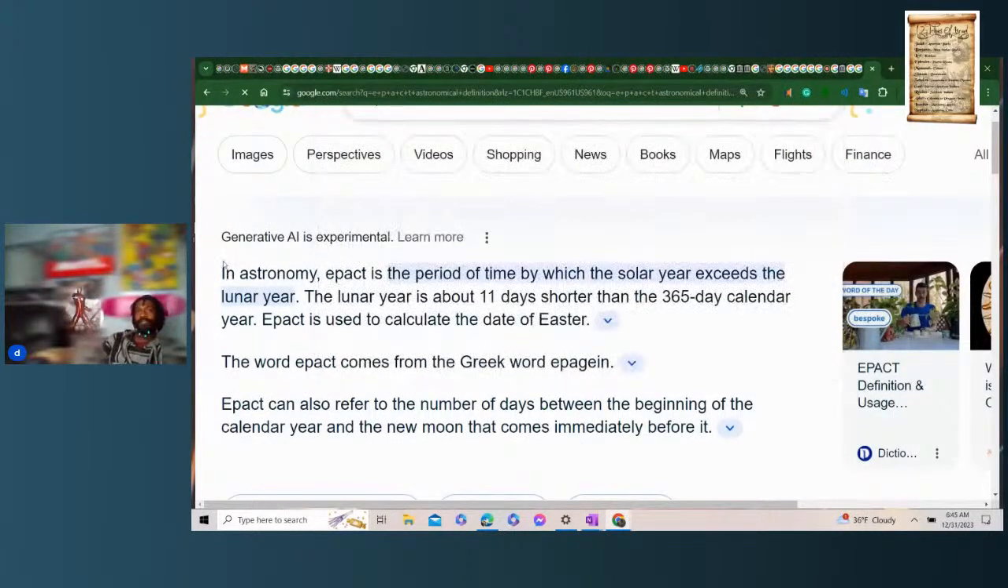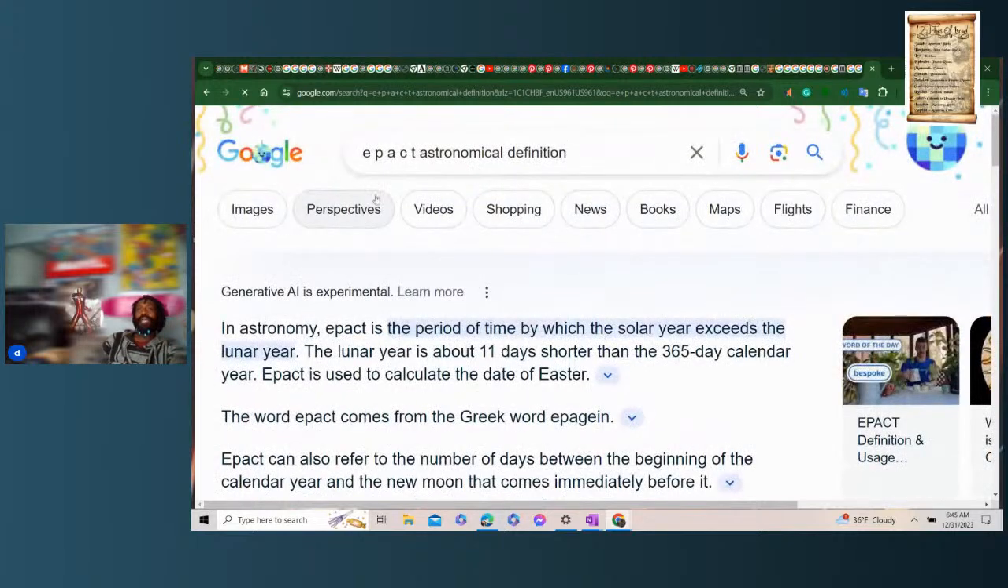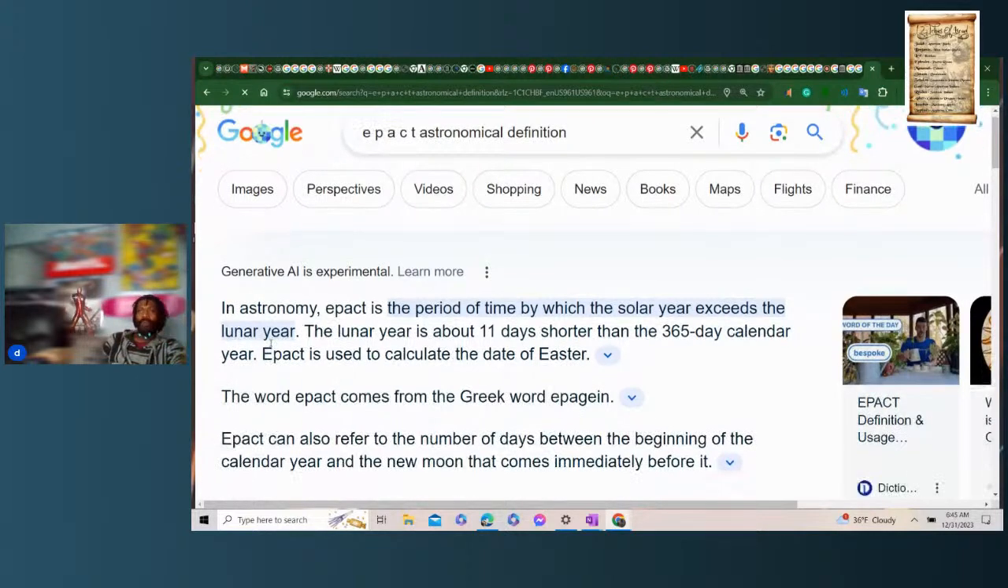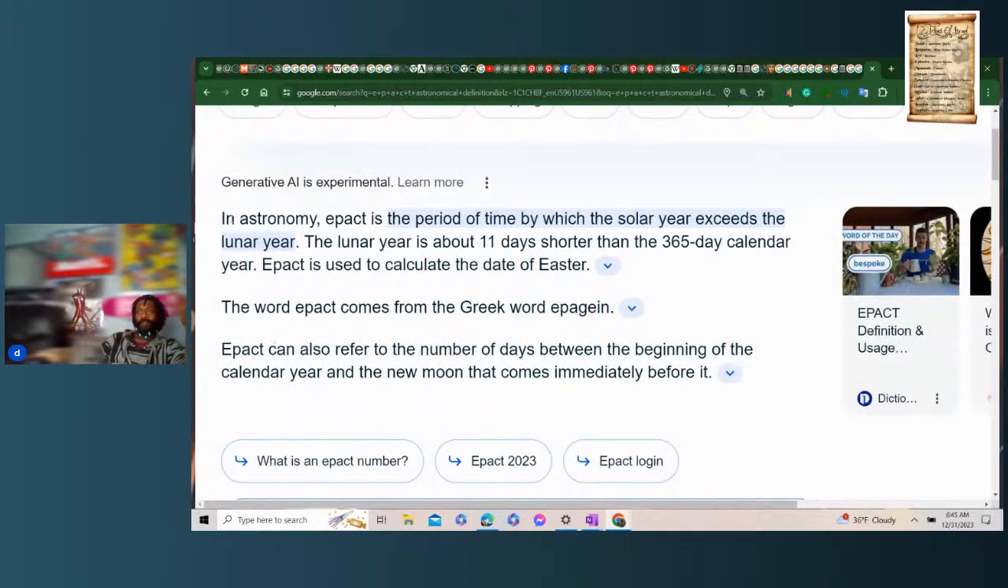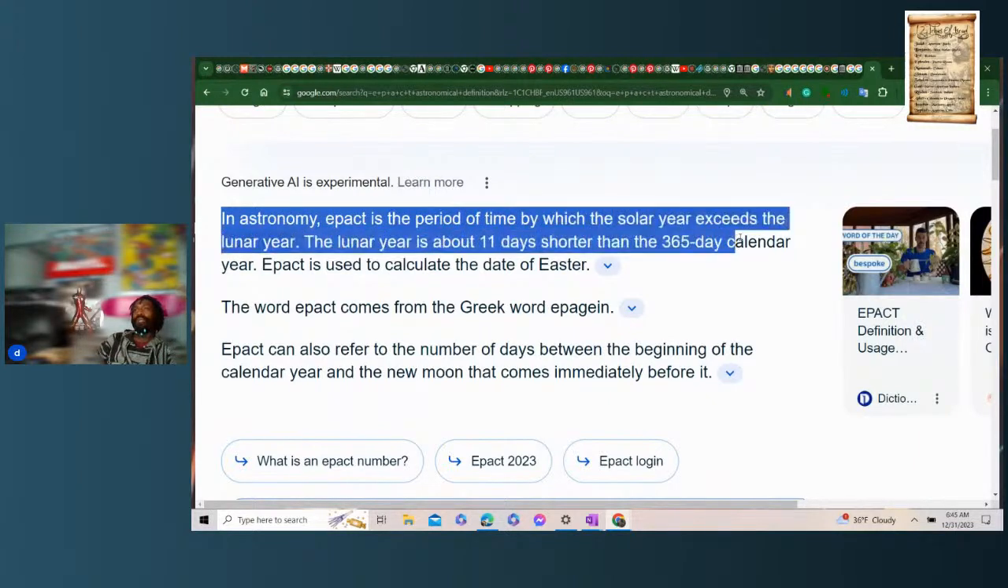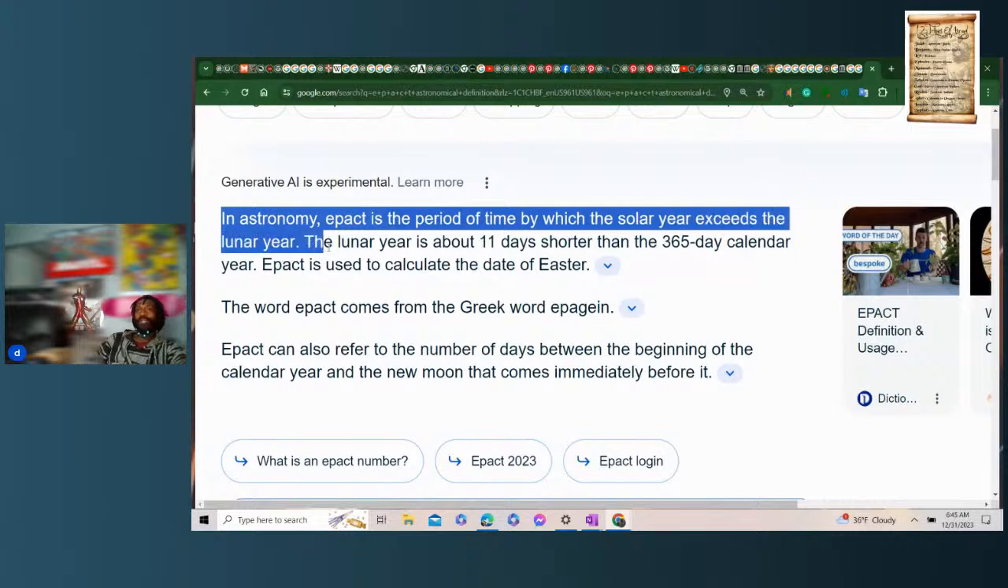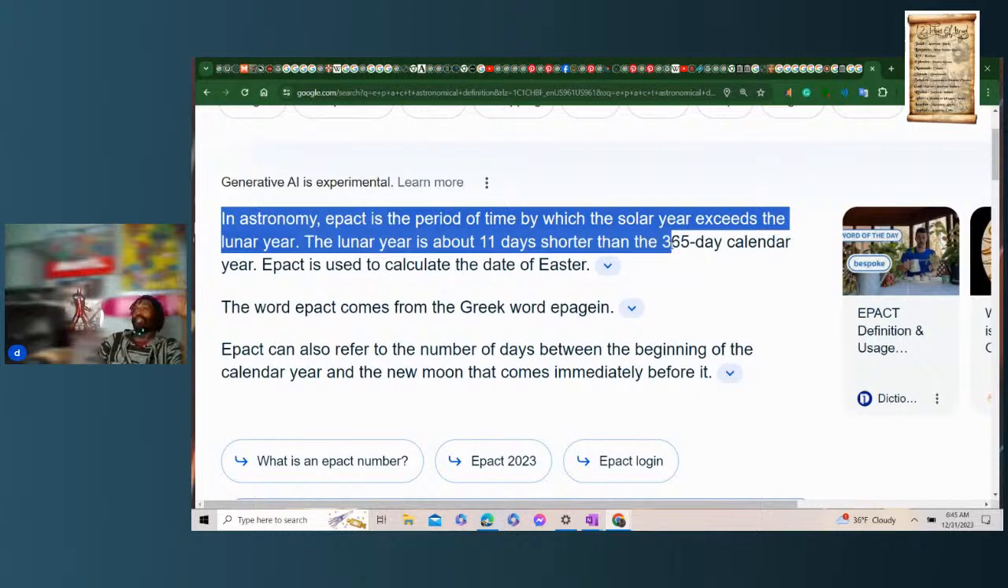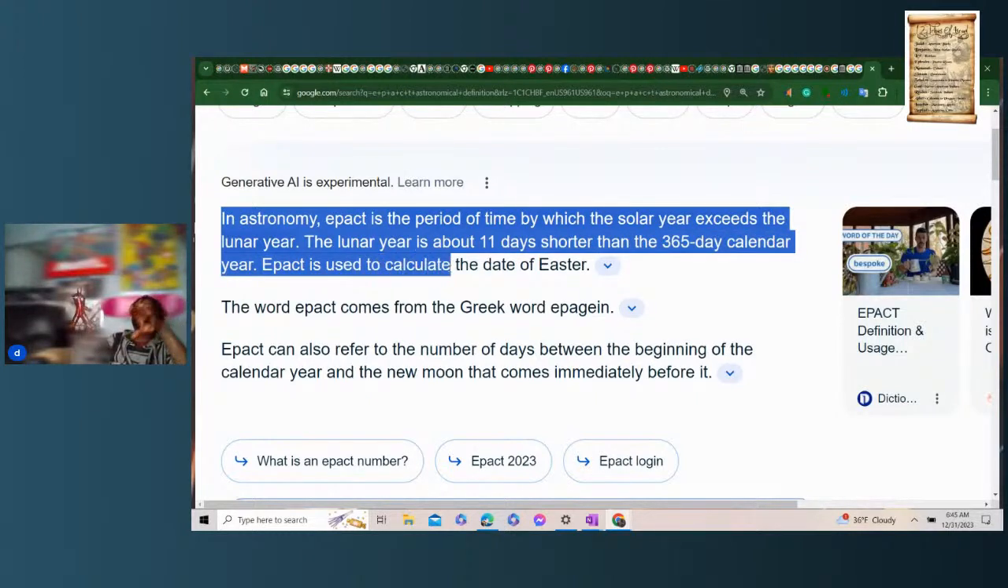So look up the same word, epact, right? But look up astronomical definition along with it, and you get more detailed information. It says in astronomy, an epact is a period of time by which the solar year exceeds the lunar year. The lunar year is about 11 days shorter than the 365-day calendar year. The epact is used to calculate the date.